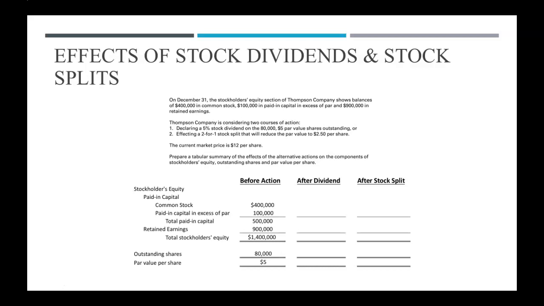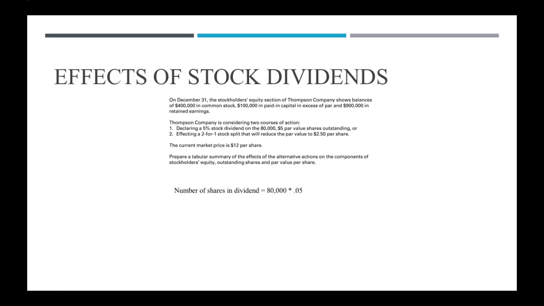Then we know our outstanding shares, that's 80,000, and our par value per share is $5. So now we can focus on the after dividend column, looking at this 5% stock dividend that Thompson Company is considering. The first thing we need to do is figure out how many shares we are giving away in this dividend. We take our 80,000 shares outstanding and multiply by 5%, or 0.05, and we see that there will be 4,000 shares in this dividend.